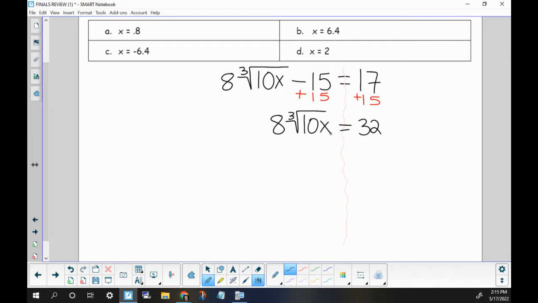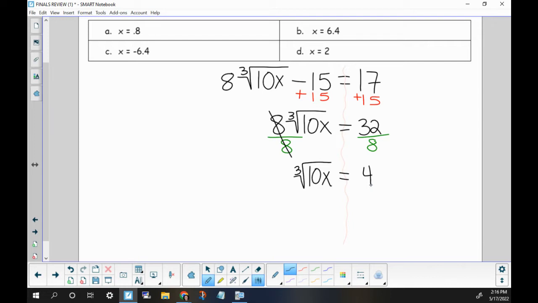Put 8 under 32. We're going to divide this side by 8, because right now it's multiplying, and we're going to undo that multiplication. So what is 32 divided by 8? 4. So now we have the cube root of 10x equals 4. And then what are we going to do from here?